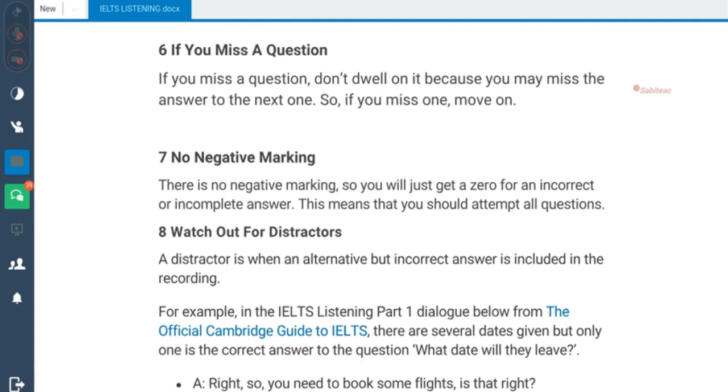Now, if you miss a question, what should you do? If you miss a question, don't dwell on it because you may miss the answer to the next one. So if you miss one, just quickly find where you are and move on.